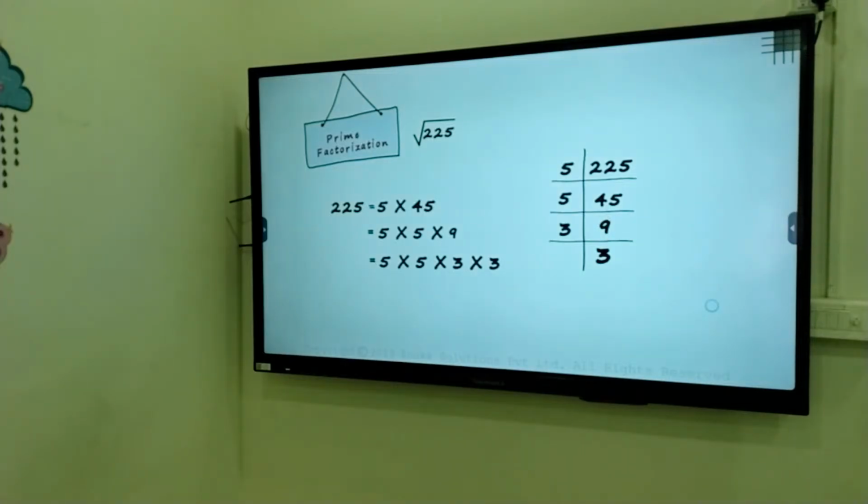That's where we stop, as we get a prime factor here. So if we look carefully, we have got all the prime factors: 5 times 5 times 3 times 3.